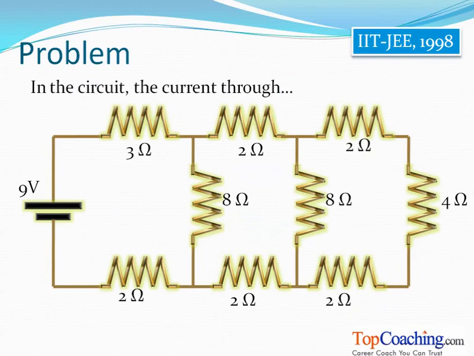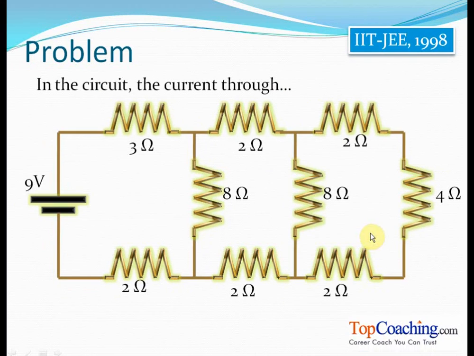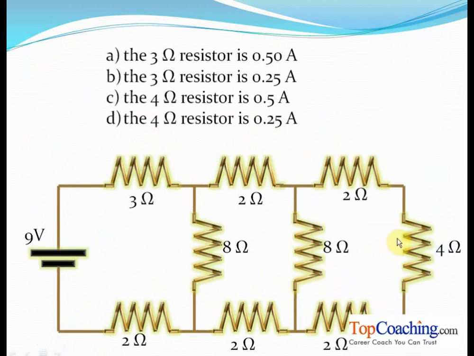This problem was asked in IIT JEE 1998. In the circuit, the current through the 3 ohm resistor is 0.5 amperes. The 3 ohm resistor is 0.25 amperes. The 4 ohm resistor is 0.5 amperes. The 4 ohm resistor is 0.25 amperes. So basically, we are given this slightly complicated circuit. We have to calculate the current through the 3 ohm resistor, this one here, and the 4 ohm resistor, this one here. And then we have to see which of these options is correct, isn't it?